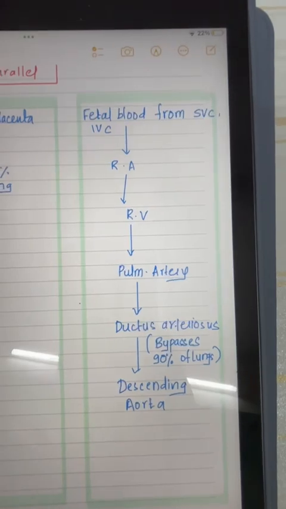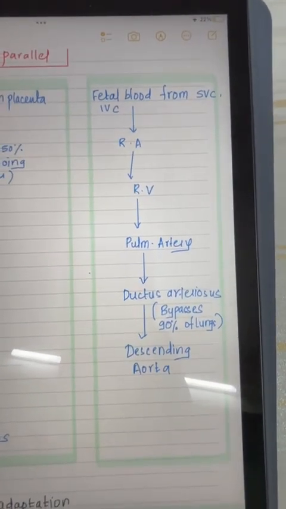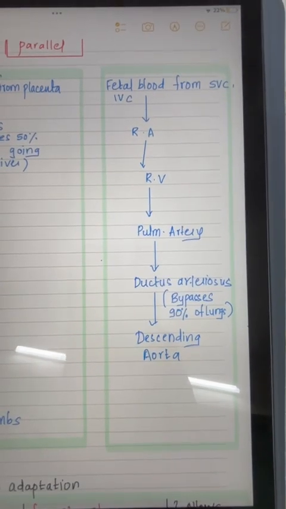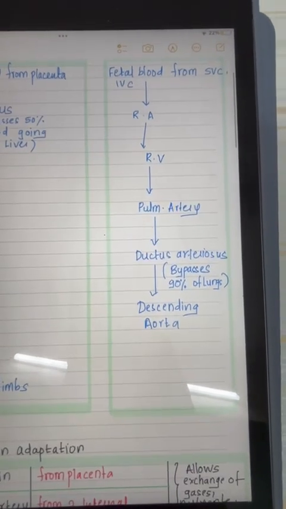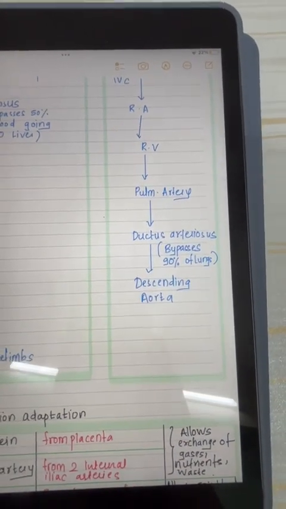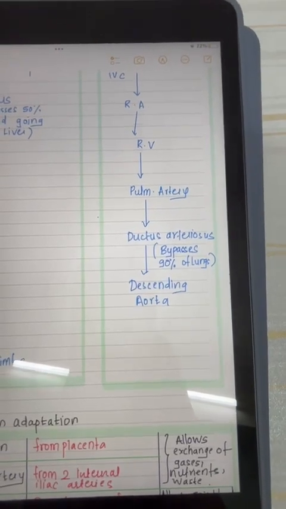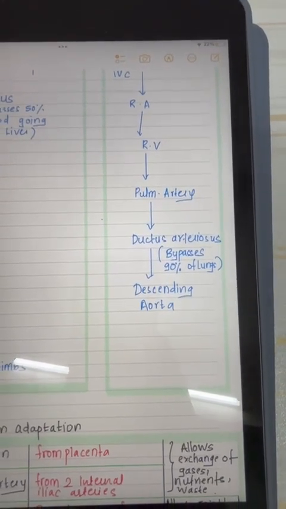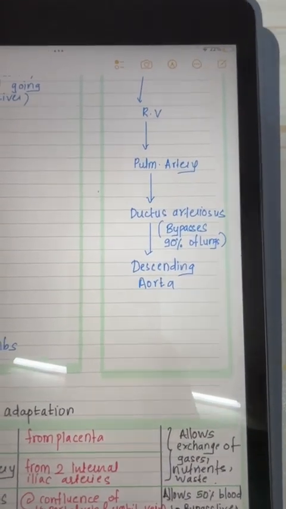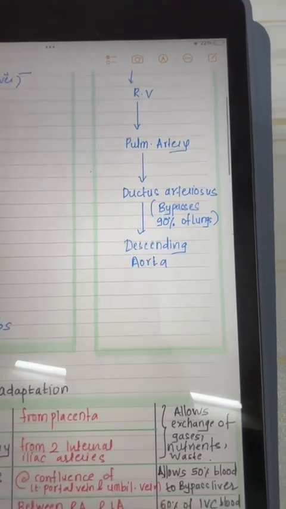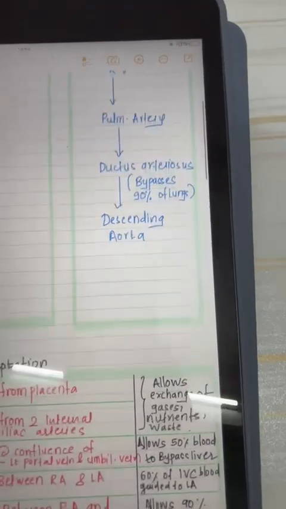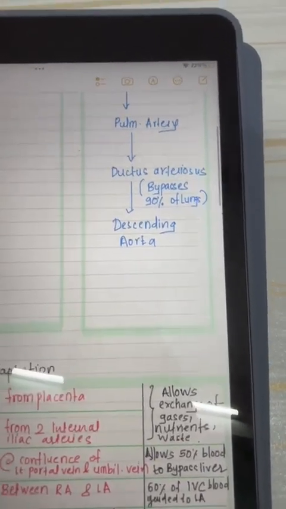Now the fetal blood from the SVC and IVC goes to the right atrium, from the right atrium to the right ventricle, and from the right ventricle it goes to the pulmonary artery. At the pulmonary artery there is a communication between the pulmonary artery and the aortic arch, which is called the ductus arteriosus. So this ductus arteriosus bypasses 90% of blood going to the lungs, and it directly passes the blood to the descending aorta.